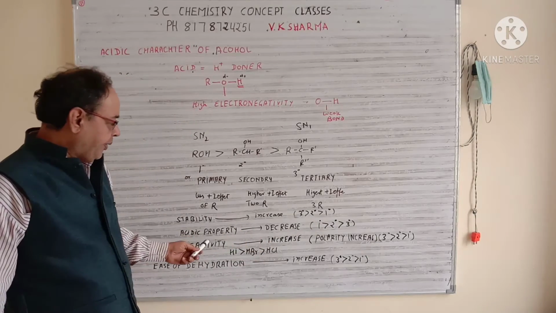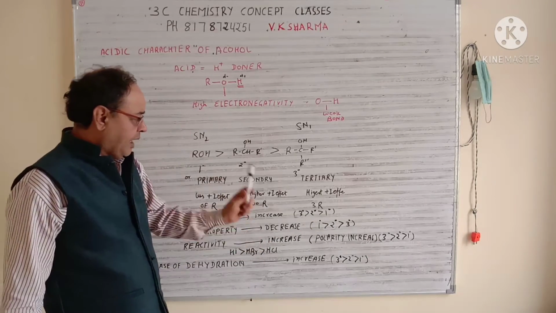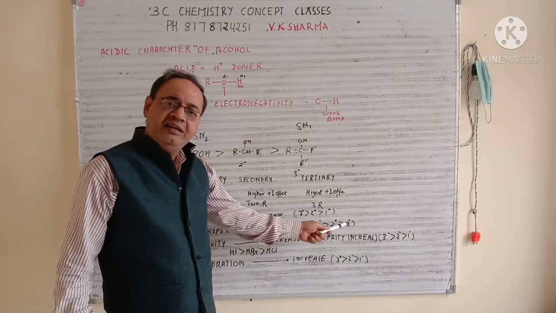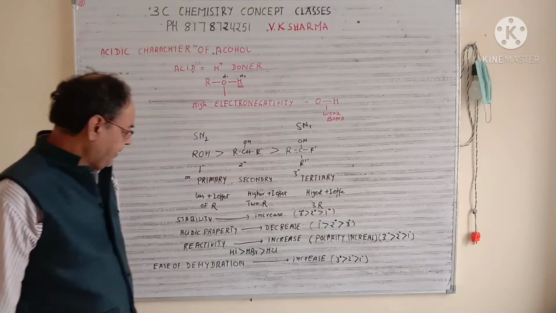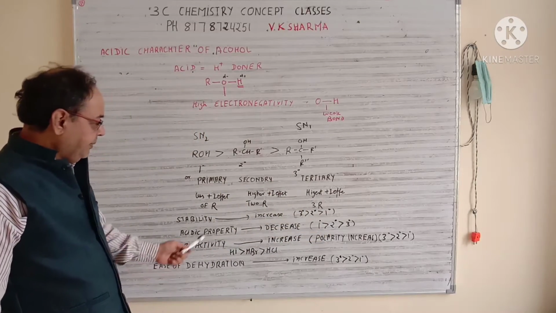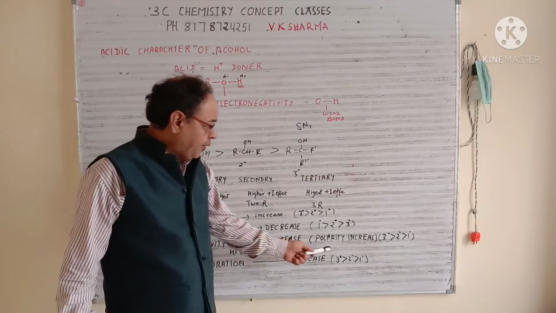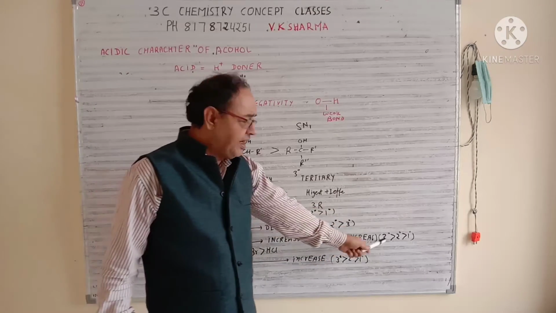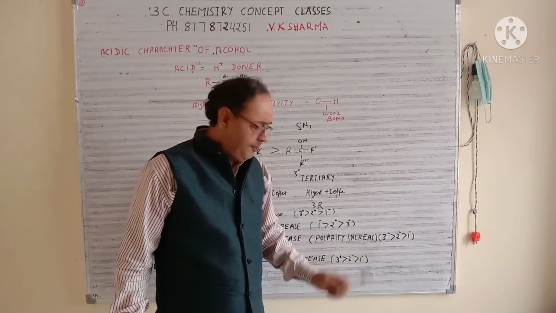Same way, acidic property decreases. So primary is more acidic than secondary than tertiary. This result comes there. Now same way, reactivity increases because the polarity increases. So 3 degree is more reactive than 2 degree than 1 degree alcohol.